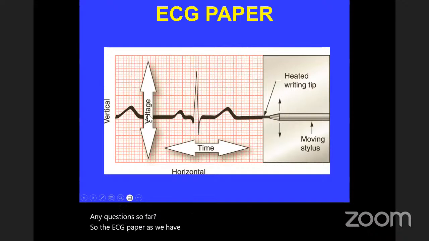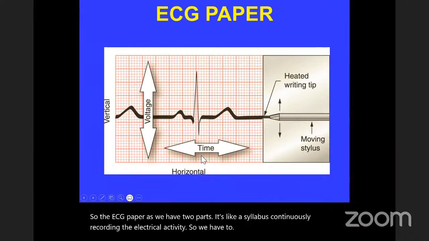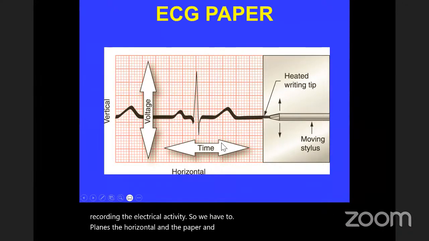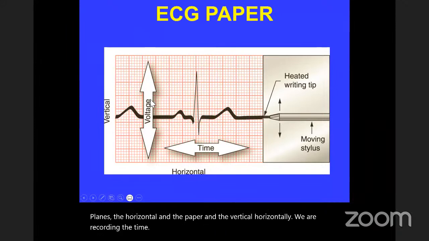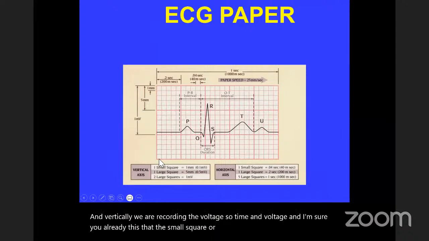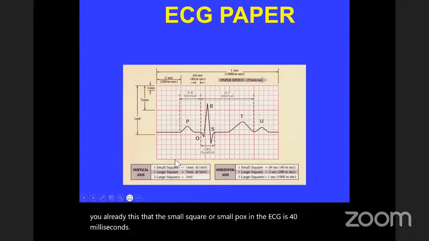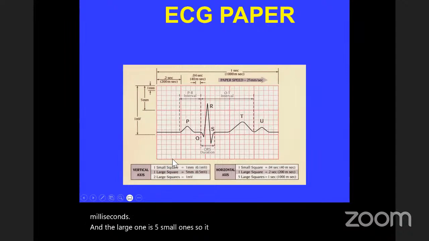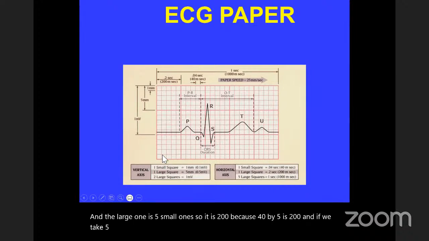The ECG is continuously recording the electrical activity. So we have 2 planes on the paper, the horizontal and the vertical. Horizontally, we are recording the time, and vertically, we are recording the voltage. So time and voltage. And I'm sure you know already that the small square, or small box, in the ECG is 40 milliseconds. And the large one is 5 small ones, so it is 200, because 40 by 5 is 200. And if we take 5 of these, it will be 1 second, because each one is 0.2 of a second, or 200 milliseconds. So 5 large boxes is 1 second.